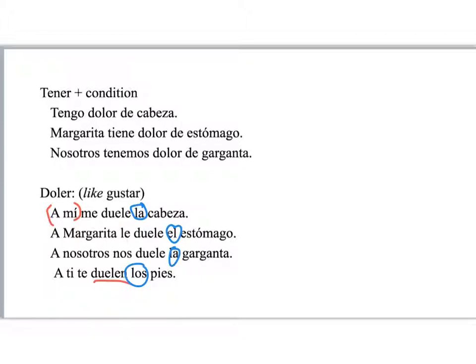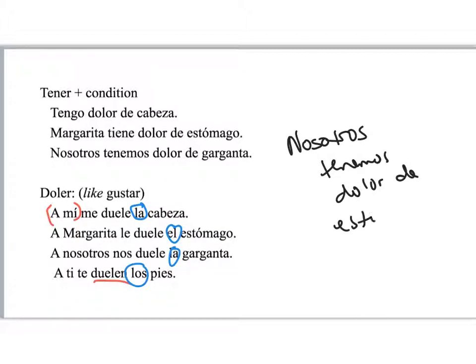So one thing to remember, on some of the activities we've done, you've had a subject. For example, nosotros. And then you've had a picture of someone with a stomach ache. So that's what you were supposed to describe the condition as. Here, you're not going to be able to use doler because it's not a nosotros. Nosotros tenemos dolor de estómago in that example. To use doler, it'd have to be a nosotros. So the a has to be in there. A nosotros nos duele el estómago.